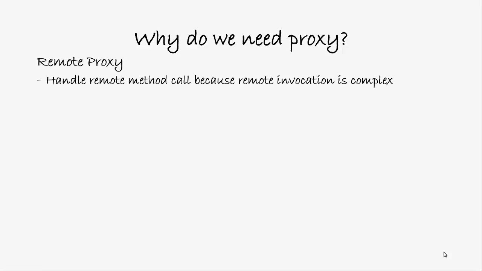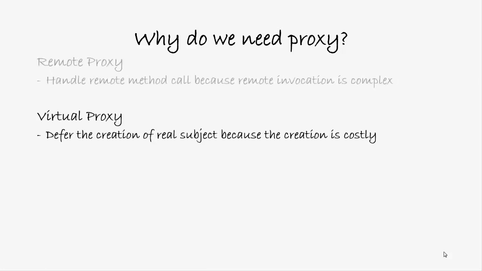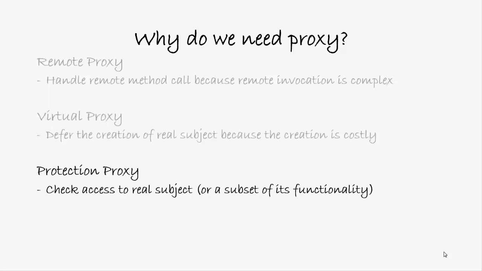The first reason is what is known as a remote proxy, which handles remote method calls because making a remote method invocation is complex. And we are going to take an example of that shortly. Another reason, we have a virtual proxy, which defers the creation of a real subject because the creation of the real subject is costly. Third reason, you have a protection proxy which protects the real subject from clients that do not have authorized access.